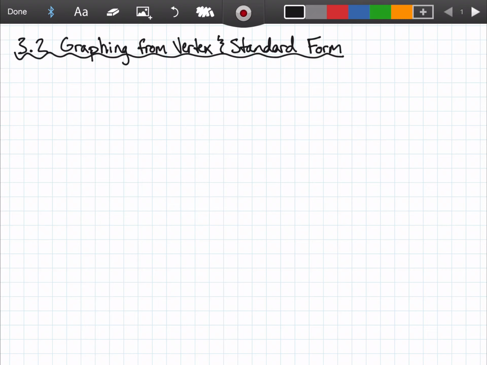Start today by reviewing rate of change. If you remember linear equations, they were of the form y equals mx plus b. m was the slope, and b was the y-intercept. Another way that we could say slope was the rate of change.